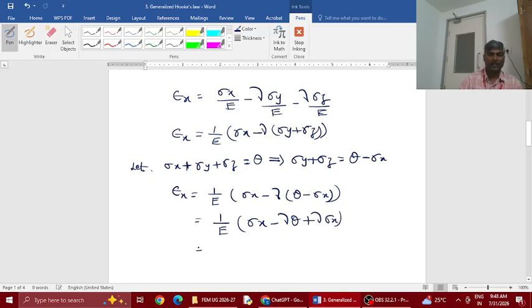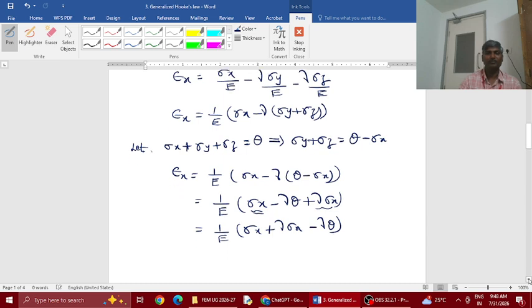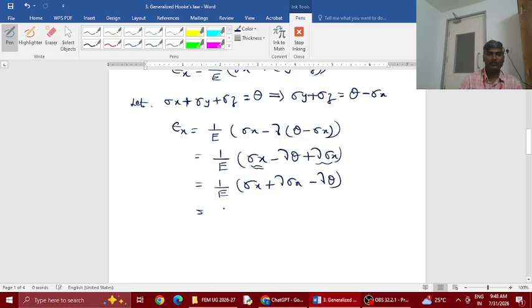Now again 1 by E, sigma x terms you just combine. So it is sigma x plus mu sigma x minus mu theta, just separate it out. Now if you see, 1 by E into sigma x into 1 plus nu minus nu theta. Now separate this sigma x.